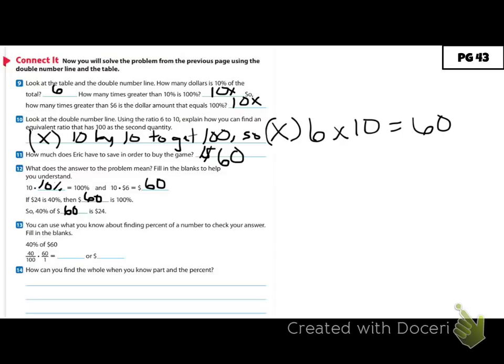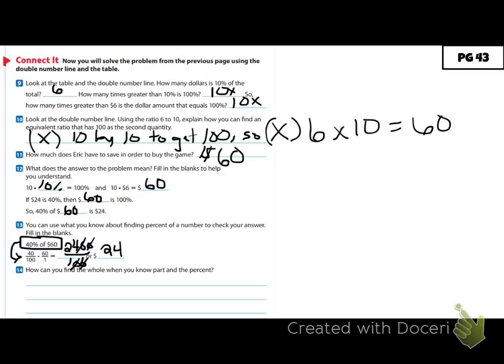13. You can use what you know about finding percent of a number to check your answer and fill in the blanks. So 40 over 100 times 60 over 1, because they give you 40%, and that's shown in this equation right there. So 40 times 60 is 2,400, and that is over 100. Or, once again, you can knock the zeros off on both: 24 over 1, which is the same as $24.